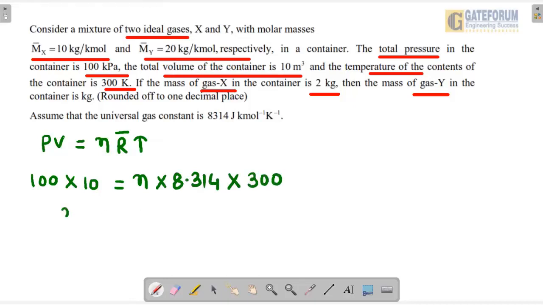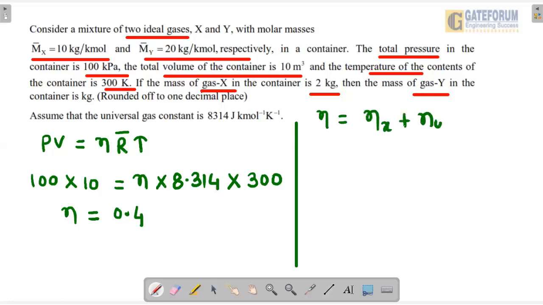Once you solve, you are going to get n, the number of moles. Let me solve this, guys. 100 into 10, PV is equal to nRT, universal gas constant 8.314 kilojoule per kilomole Kelvin. So we are going to get 0.4. Once we have the total number of moles, we know very well that total number of moles is nothing but the sum of moles of X and moles of Y. It is going to be your 0.4.